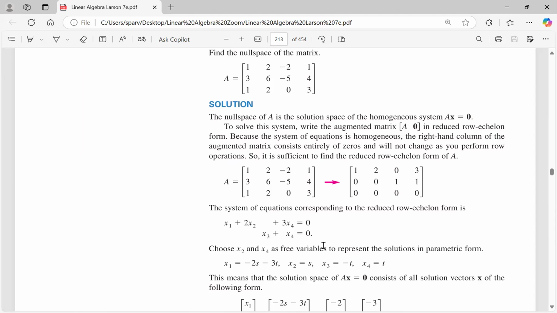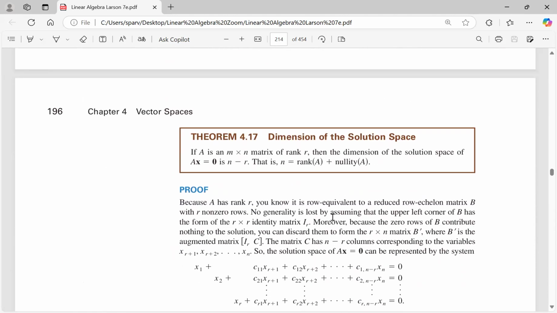Now, let's see. Theorem 17. This one, dimension of the solution space. So suppose we have a matrix of coefficients here of rank R. The dimension of the solution space is n minus R, where here R again is the rank of the matrix, and then the nullity is n minus R. You see that? The dimension of solution space. That's called the nullity. So n is rank plus nullity. So you can find nullity by subtracting the rank from n. That gives us the nullity.